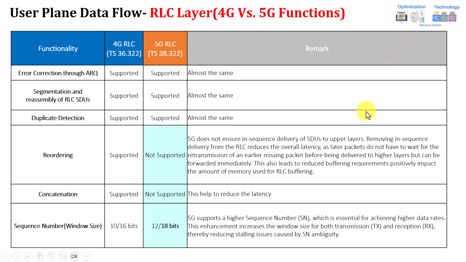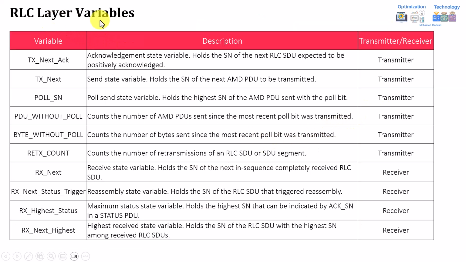The very end part is related to the RLC variables. We have multiple variables at the transmitter and receiver. I have just summarized them here in this table, something called TX_Next, RX_Next, and so on. This was already explained in an indirect way in our images. But if you need to know the exact definition, I have added it here, and I will also be sharing one good link showing a visualization example for that part. And that's it for the RLC session.